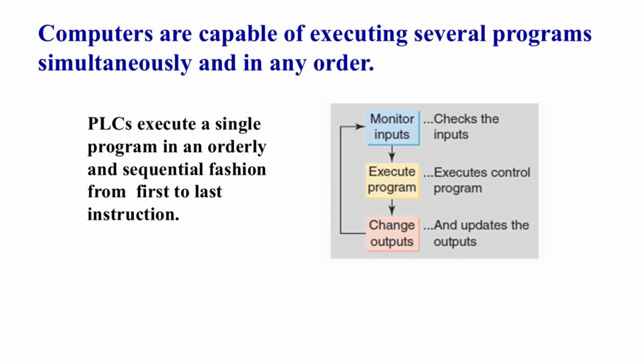Looking at the execution cycle shown in the diagram, the process begins when the PLC monitors the inputs. It checks the status of all field devices, such as sensors and switches. Next, it executes the control program by processing the logic instructions step by step. Finally, it updates the outputs, which means it activates or deactivates devices like motors, lights, or valves. Once this cycle is complete, the PLC immediately begins the process again, continuously scanning in real time. This repeating cycle is what allows a PLC to respond quickly and reliably to changing conditions in the field.